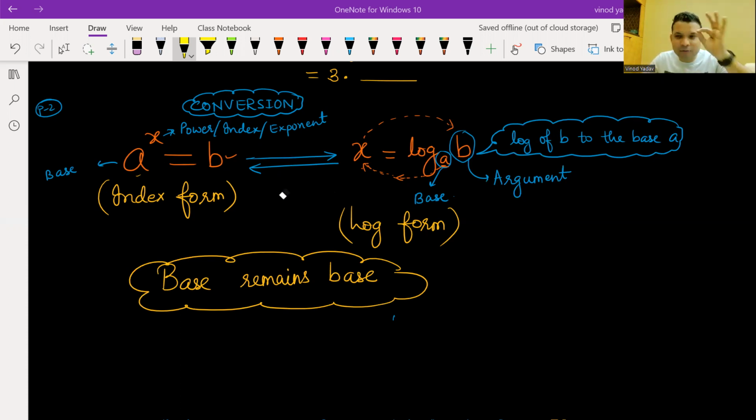Yes, that's the keyword. That's the golden line in yellow color in front of you, friends. Remember this line. This will help you to convert from log form to index form and index form to log form, both ways. So from log form to index form, start from this base only: a to the power x, so a to the power of x is equal to b. Comfortable? Understanding? Thank you.